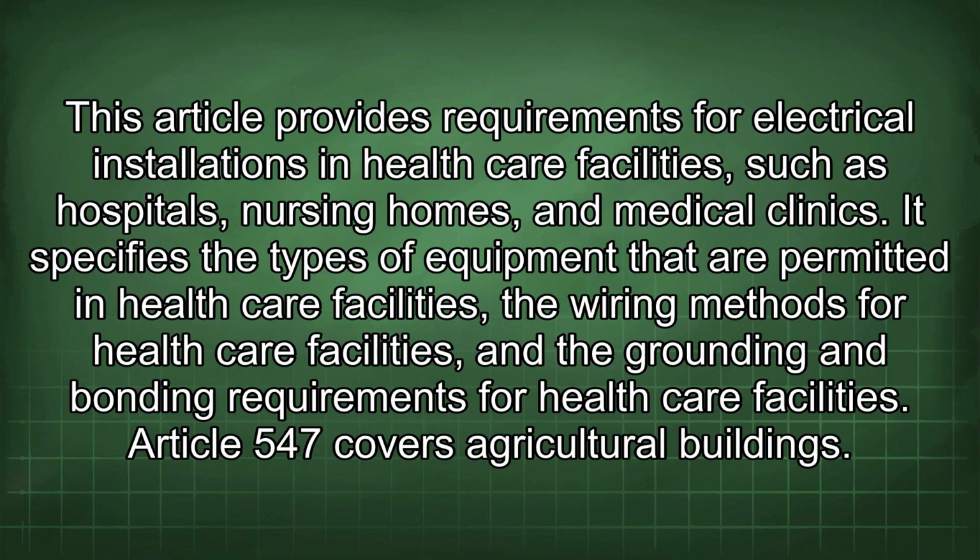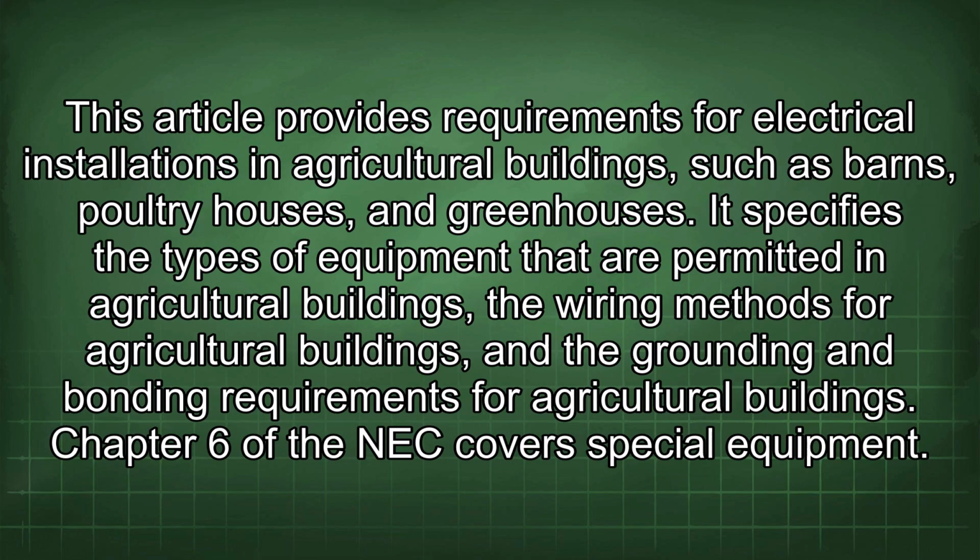Article 547 covers agricultural buildings. This article provides requirements for electrical installations in agricultural buildings such as barns, poultry houses, and greenhouses. It specifies the types of equipment that are permitted in agricultural buildings, the wiring methods for agricultural buildings, and the grounding and bonding requirements for agricultural buildings.